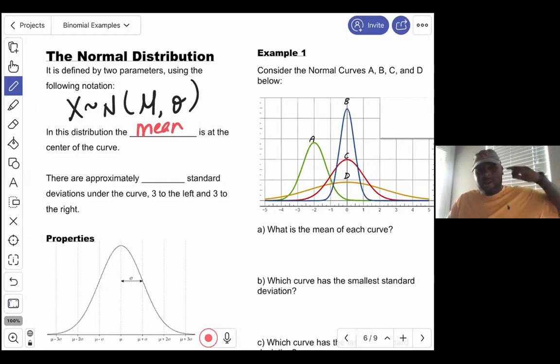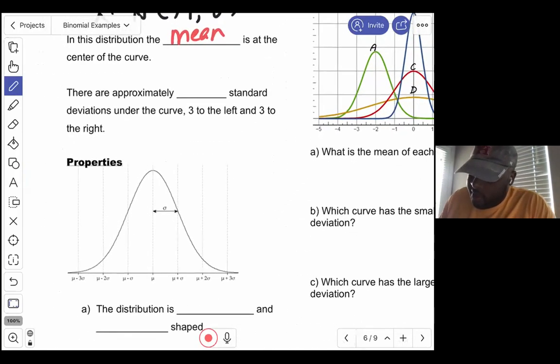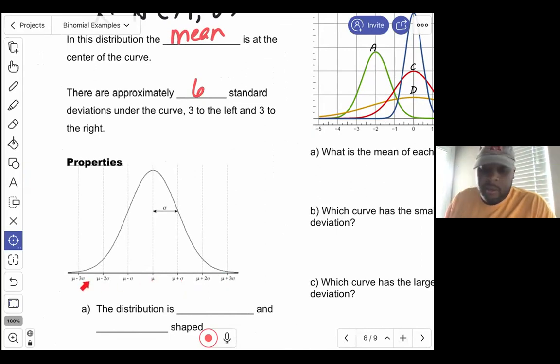And what else? We talked about this with the empirical rule. When you draw these curves, there's always 6 standard deviations underneath the curve. And it's 6 standard deviations because from the mean at the middle, you have 3 to the right and 3 to the left. And remember, standard deviation is basically where it starts to drop on each one of these things.